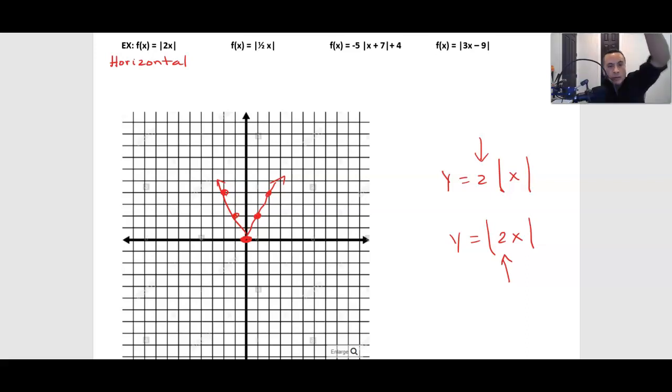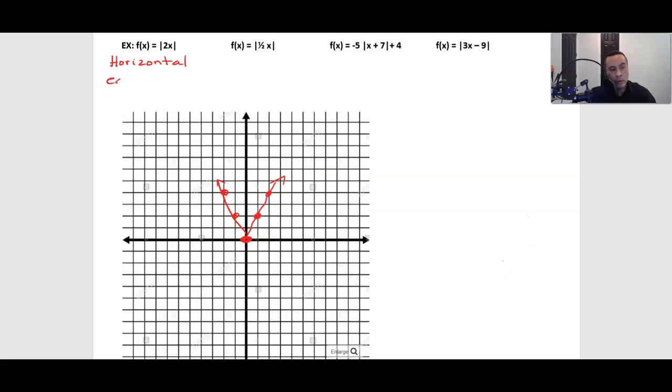Both of them have the same effect. If you stretch the graph vertically, you make it slimmer. If you compress the graph horizontally, you make it slimmer. That's why it's the same thing. It's going to look the same, but for different reasons. But the official language is that that's a horizontal compression by a factor of 1/2. Okay? Now let's do the next one.